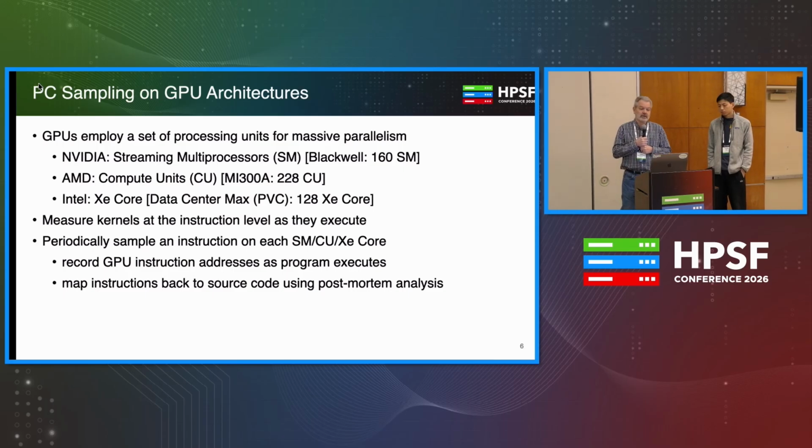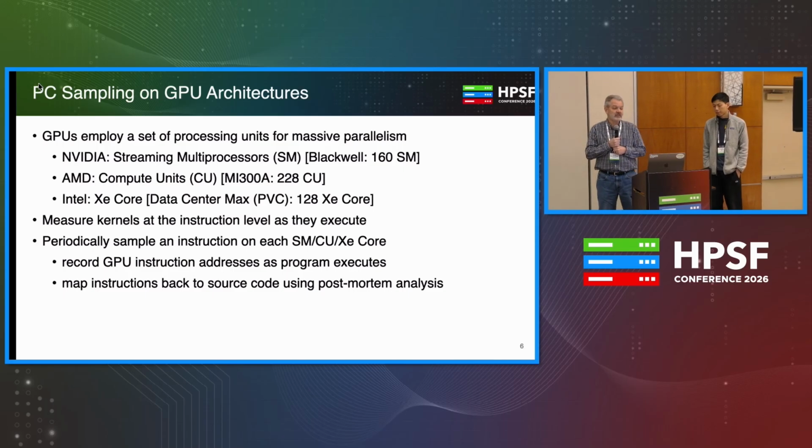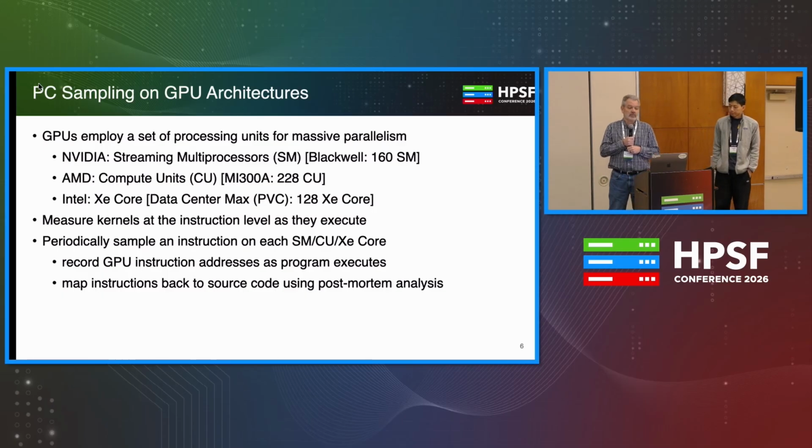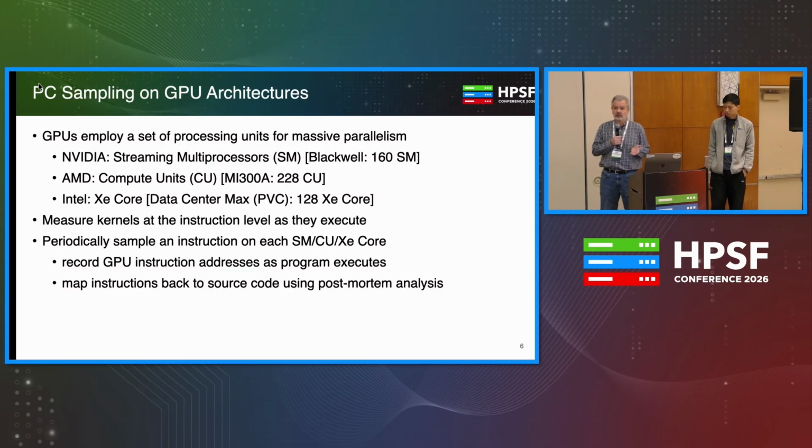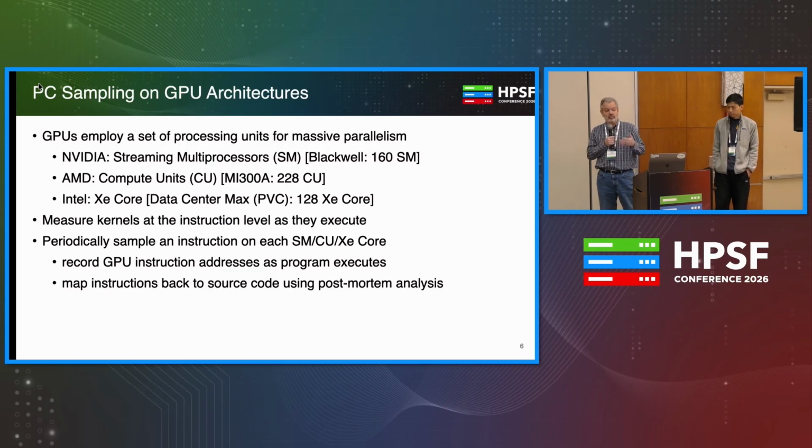The approach that helps with this is something called PC sampling. As you all probably know, GPUs employ a large set of processing elements for massive parallelism. On NVIDIA GPUs, these are called streaming multiprocessors. For a level set, on the Blackwell GPUs, there's 160 of these streaming multiprocessors. You can think of them as being kind of like cores in a CPU.